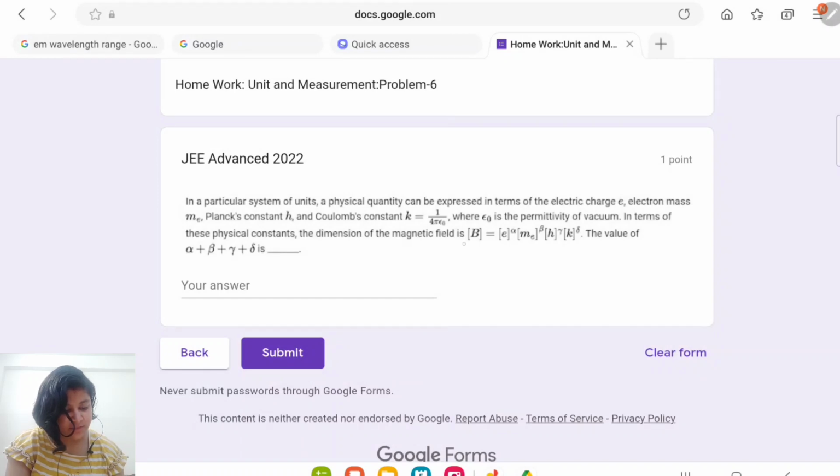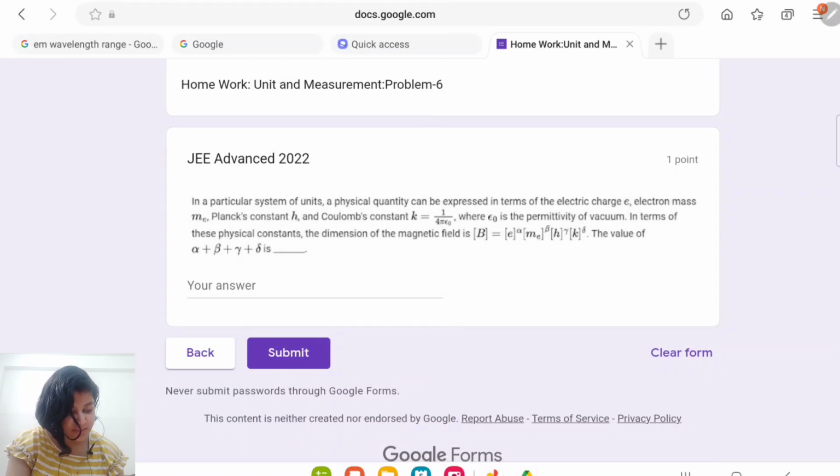Here they have given us the dimension of the magnetic field as B in terms of the electronic charge, electronic mass, Planck's constant and Coulomb's constant. So we know that we can find out the dimension of magnetic field using these equations.